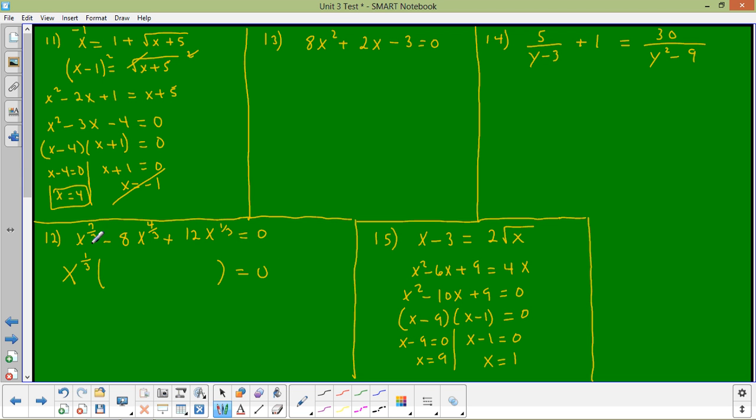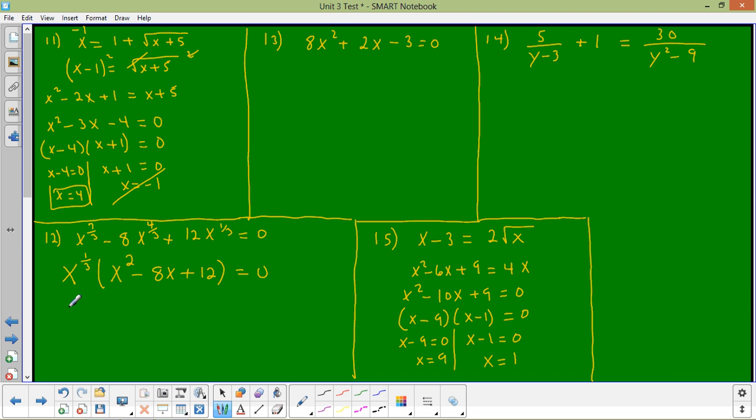From there, divide out x to the 1/3. So you subtract the exponents. When you divide numbers with the same base, you subtract the exponents. This becomes x to the 6/3, which is x squared, minus 8. X to the 4/3 divided by x to the 1/3 is x to the 3/3, so that's x to the first. And then, of course, the 12x to the 1/3, divide out the x to the 1/3, that's a multiple of 1. So that becomes a simple 12.